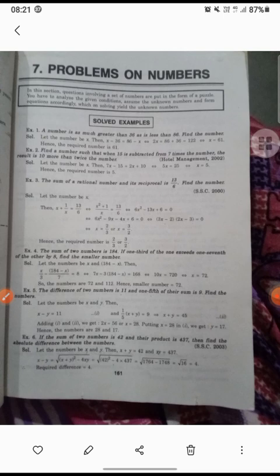The sum of two numbers is 184. The first number is x, the second will be 184 minus x. Okay, so x by 3 minus 184 minus x by 7 equals 8, since one exceeds 1 by 7 of the other by 8.